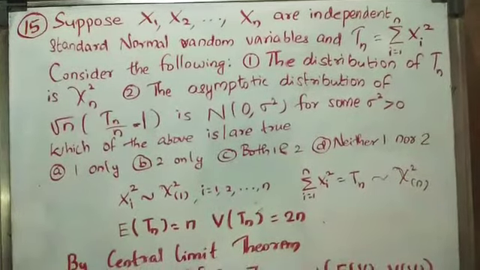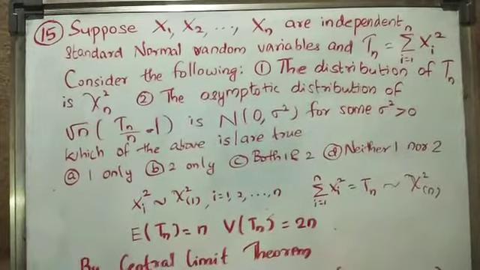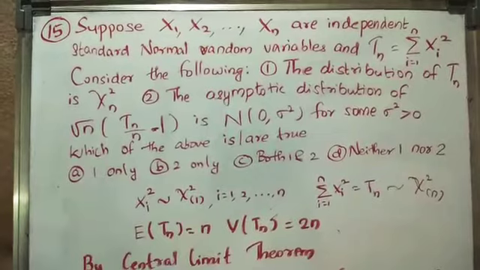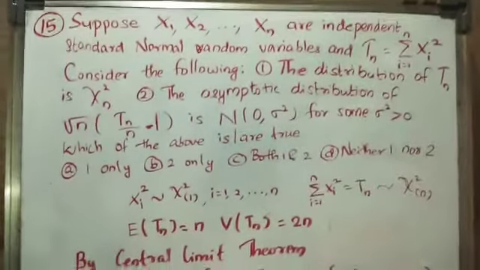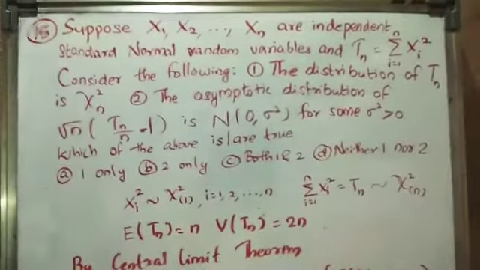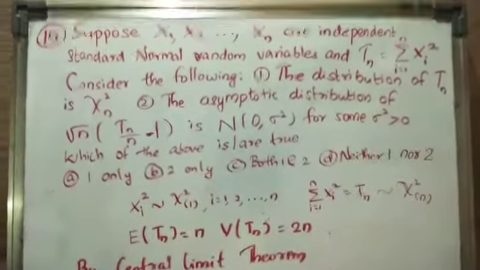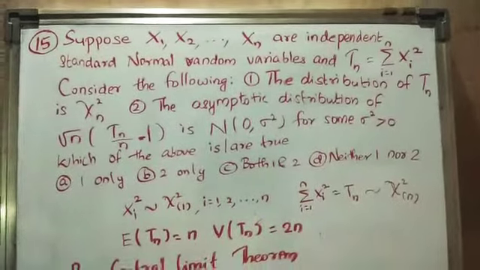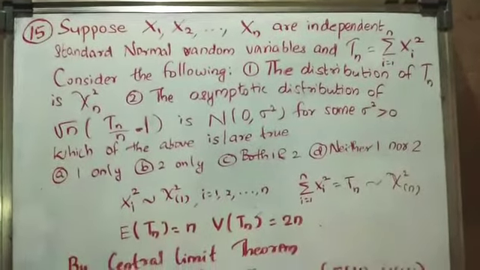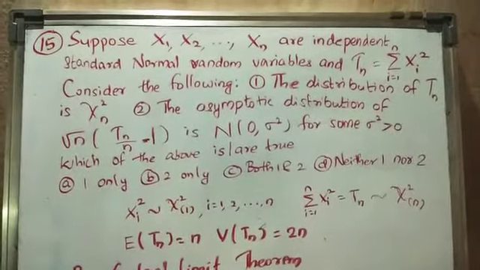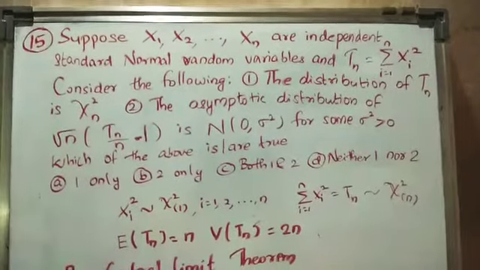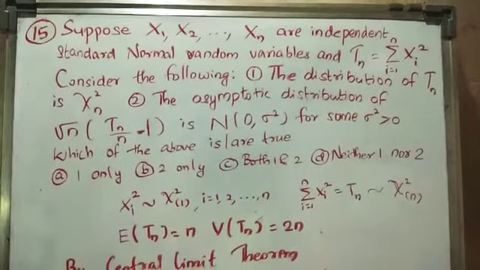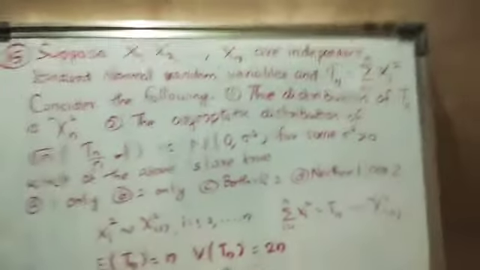Today I will discuss another problem, question number 15 in the ISS examination 2016. Consider the problem. Suppose x1, x2, etc., xn are independent standard normal random variables and Tn is equal to summation i equal to 1 to n xi square. Consider the following. Statement 1. The distribution of Tn is chi-square with n degrees of freedom.